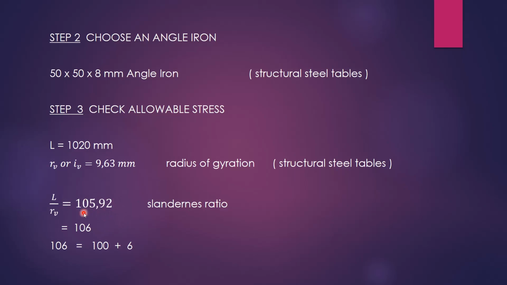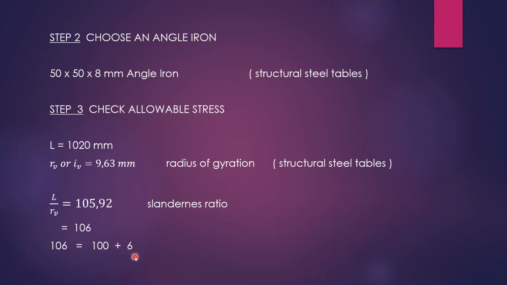So now we are going to round this up, and it will become 106. If the number after the comma is less than 5, we take it as it is. So let's say if it was 105,4, it would be 105 and we leave everything after the comma. Now it rounds up to 106. Now you break it down: 106 is equal to 100 plus 6.